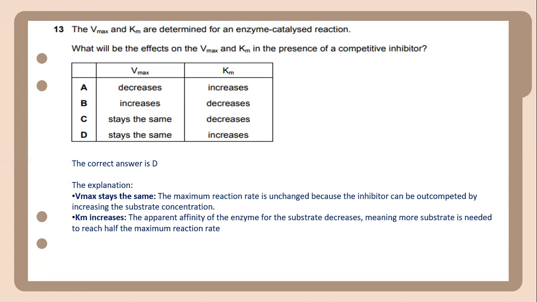Whereas for the Km, it will increase because the apparent affinity of the enzyme for the substrate decreases, meaning more substrate is needed to reach the maximum reaction rate.